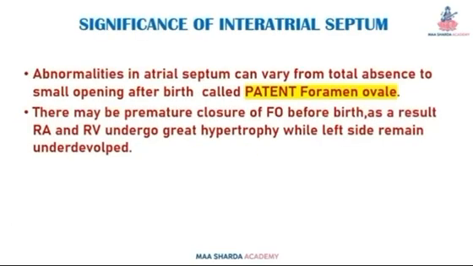Abnormalities in the atrial septum can vary from total absence to a small opening after birth called patent foramen ovale. There may be premature closure of the foramen ovale before birth. As a result, the right atrium and right ventricle undergo great hypertrophy while the left side remains underdeveloped.